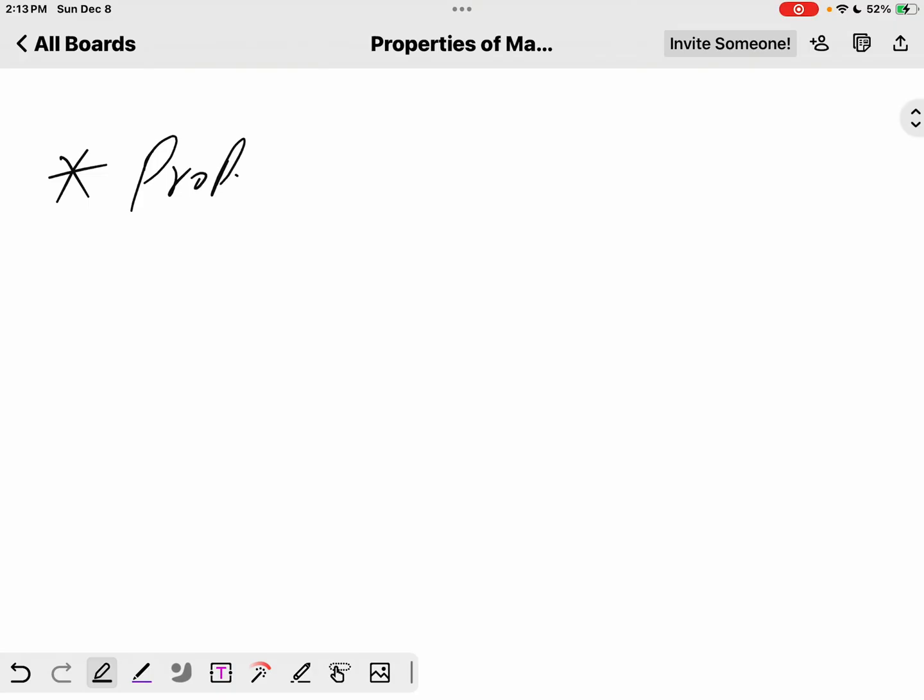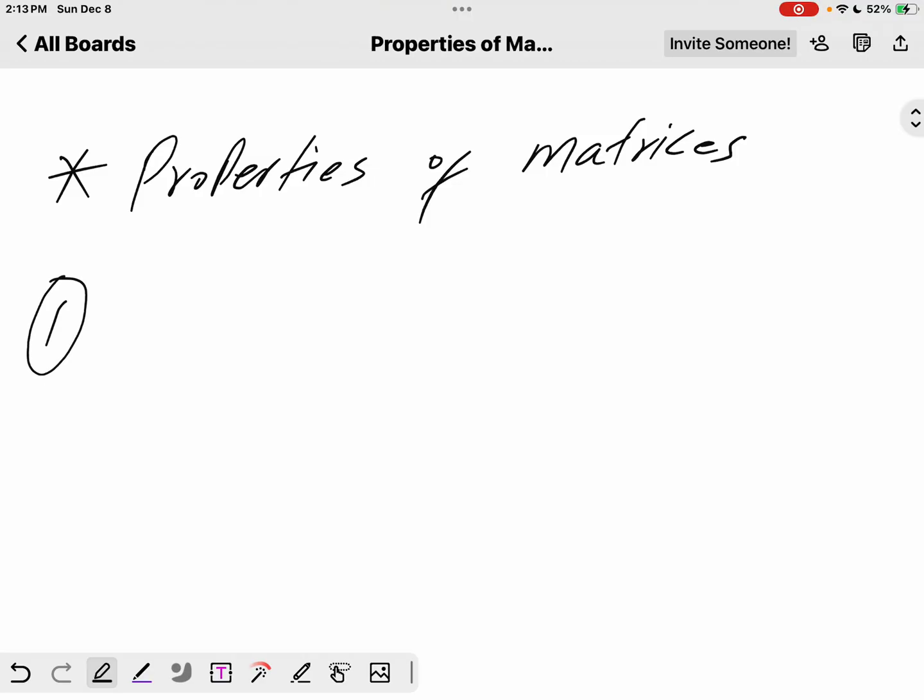Properties of matrices. This one we're going to talk about all the operations: how we add, subtract, and multiply matrices.